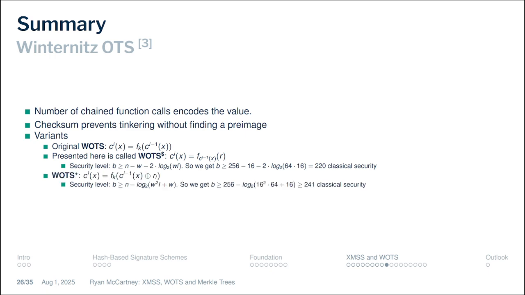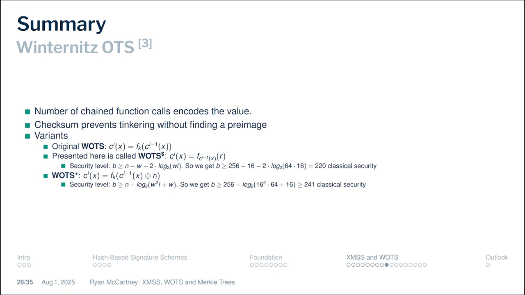And Winternitz's one-time signature plus is an improvement of that, closer to the original again, which does a random walk through the domain of this hash function or pseudo-random function again, which has a very tight security of only losing 10, 15 bits of security.